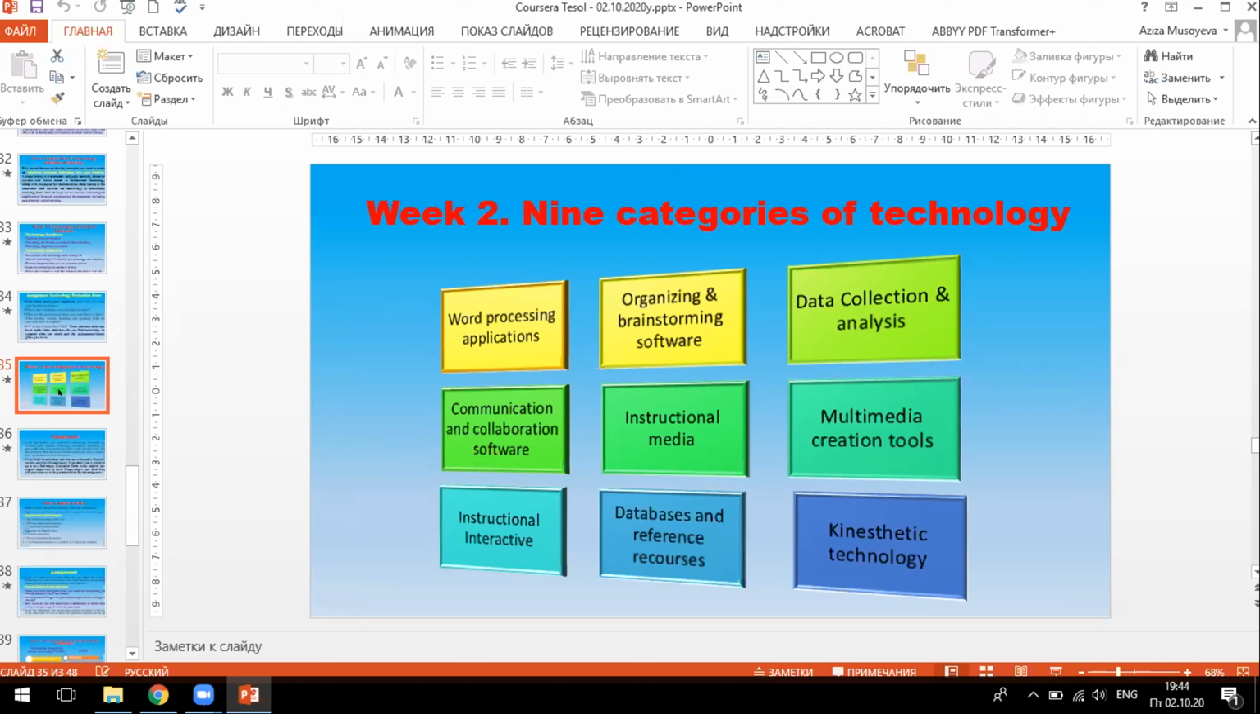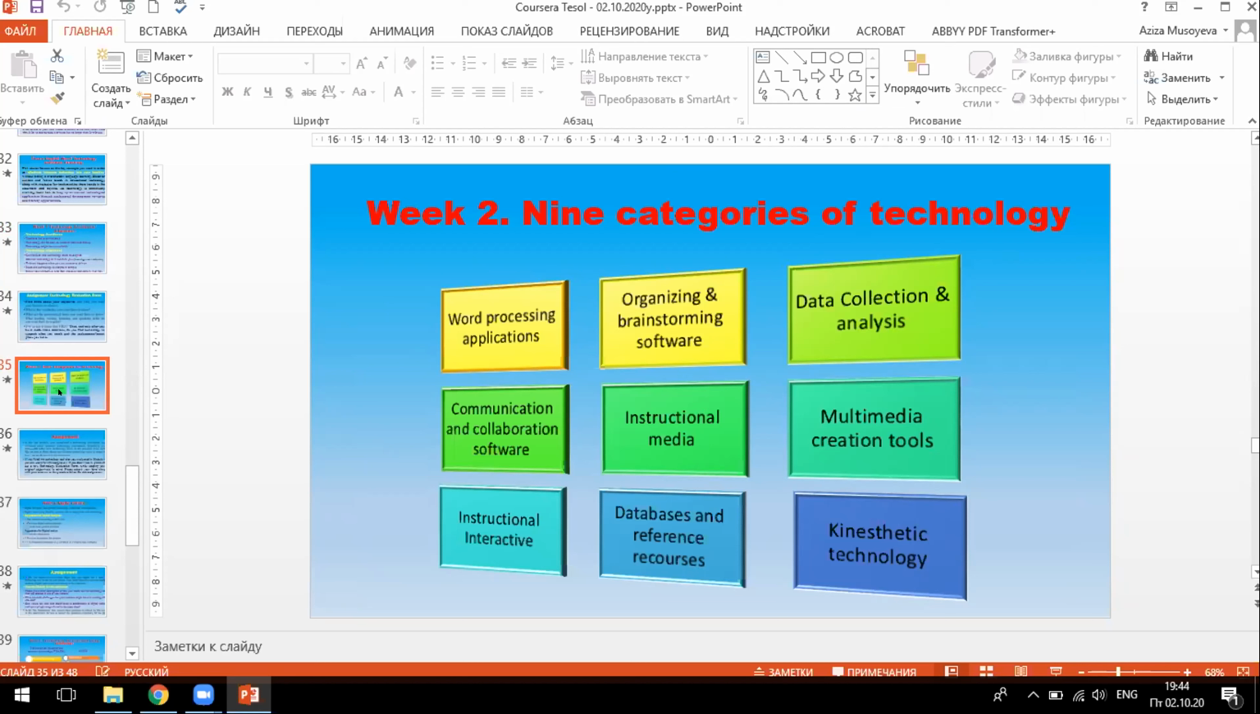And the fourth one is communication and collaboration software. It can be Type with Me, FaceTime, or even Facebook, Twitter, Skype. All LMS can be communication and collaboration software. And the fifth one is instructional media, created for academic environments, such as video software. For example, TED Talks. If you have heard about Khan Academy, it can also be under instructional media and others.